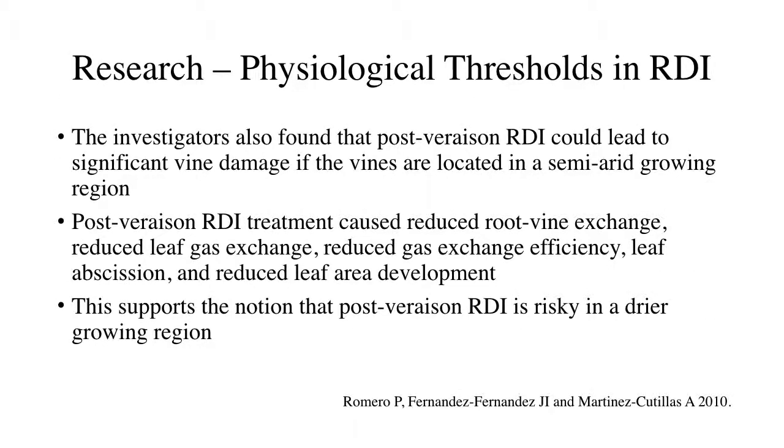In the second part of the study on the physiological thresholds in RDI, the investigators found that post-veraison RDI could lead to significant vine damage if the vines are located in a semi-arid growing region. The authors found that post-veraison RDI treatment caused reduced root vine exchange, reduced leaf gas exchange, reduced gas exchange efficiency, leaf abscission, and reduced leaf area development.